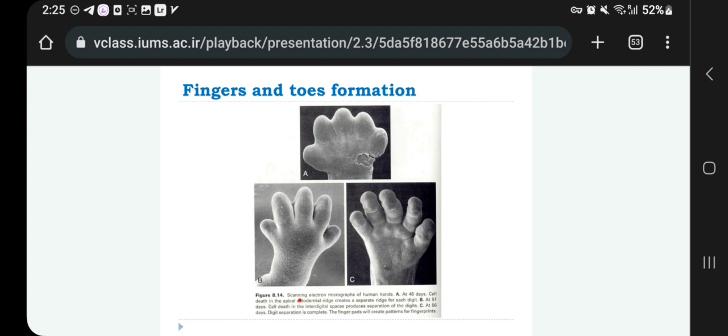This is a scanning electron microscope image. You can see it is between the 6th and 7th week about. You can see this part is cell death, and the apical ectodermal ridge starts growing and makes fingers. That's the fingers finally, like this. It's about 56 days, which means near 8 weeks.